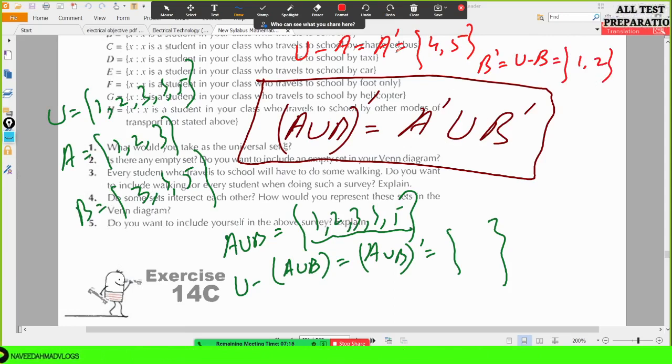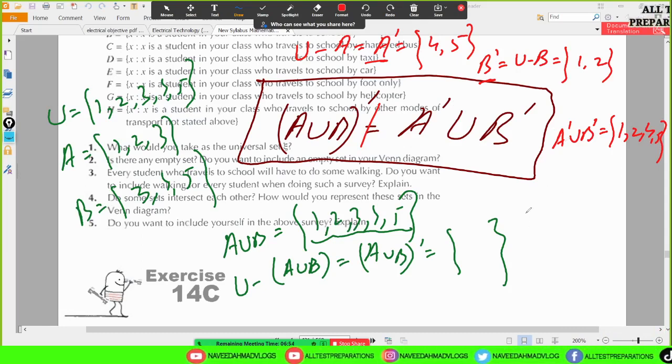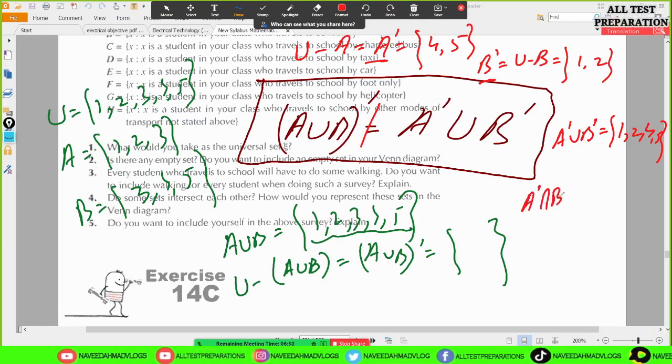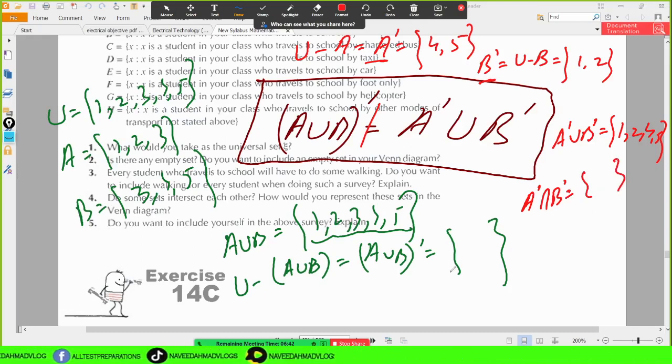Now you will need to find the union of A bar and B bar. So union of A bar, union B bar will be equal to 1 2 4 5. So A union B whole bar will not be equal to A bar union B bar. What about A bar intersection B bar? So common element है यहाँ पे? No, there is no common element. So this is empty set. So you can write it like this. A union B whole bar will be equal to A bar intersection B bar.